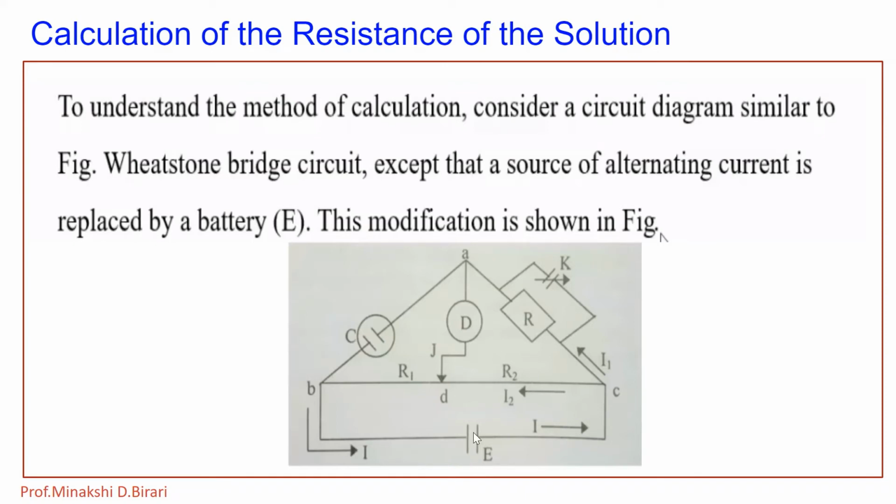So to understand the method of calculation, this modification will be carried out in the Wheatstone bridge circuit. The remaining, that C is the conductivity cell, R resistance, K variable capacitor, J sliding contact, D null point, all these things are the same, only the source of alternating current is replaced by battery E.